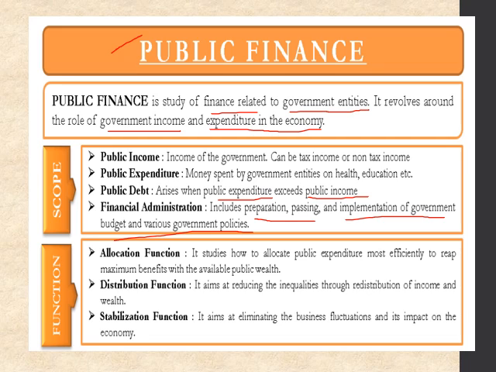So what are the functions of public finance? Allocation function, distribution function, and stabilization function. These are the three functions which we generally use in public finance. In the allocation function, we study how to allocate public expenditure most efficiently to reap maximum benefits with the available public wealth. Second, distribution. It aims at reducing inequalities through redistribution of income and wealth. Third, stabilization function. It aims at eliminating business fluctuations and their impact on the economy. So this is what we are doing in public finance, children.